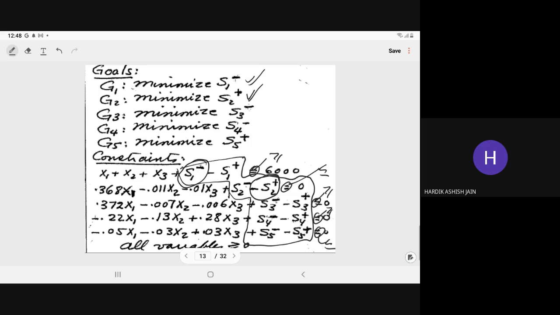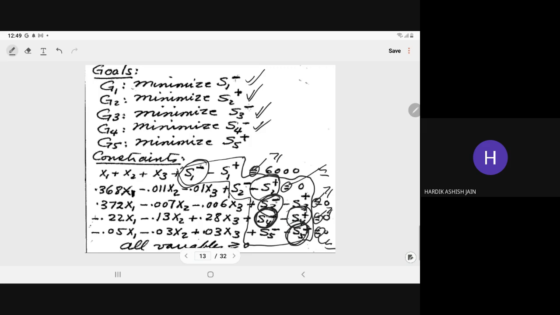Calcium cannot be less than 0.08%. So the deviation will be S3 minus. So minimize S3 minus. Protein cannot be less than 22%, it is at least. So S4 minus, right? It is S4 minus. So S4 minus we have to minimize, and at most 5% of the fiber, so its deviation will be S5 plus.